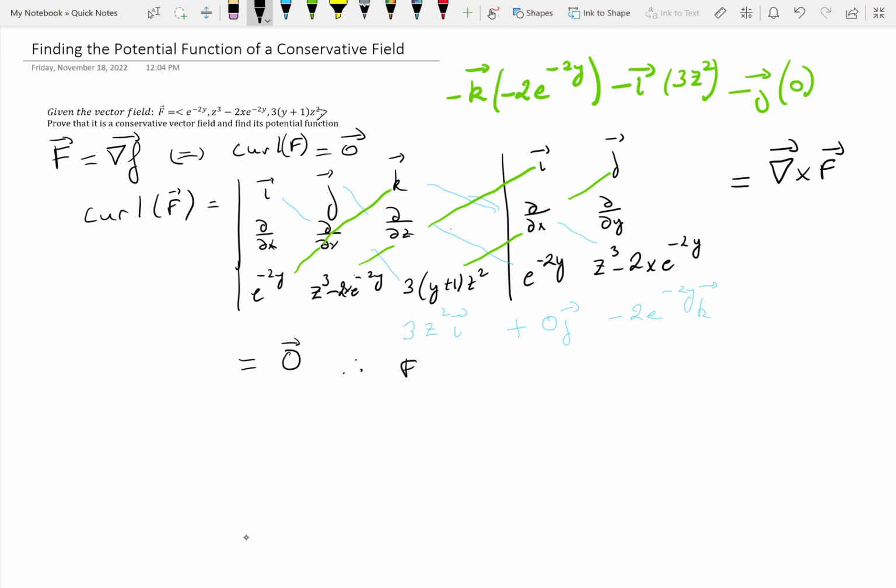So f is conservative. That means that it's going to be the gradient of some function.